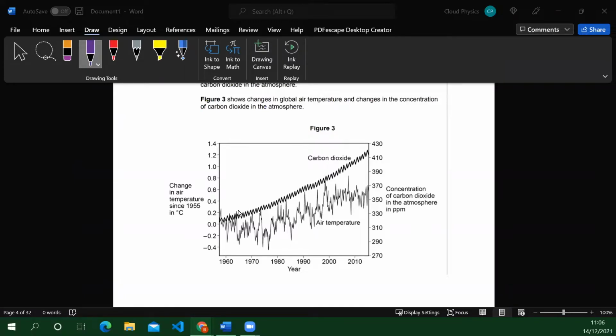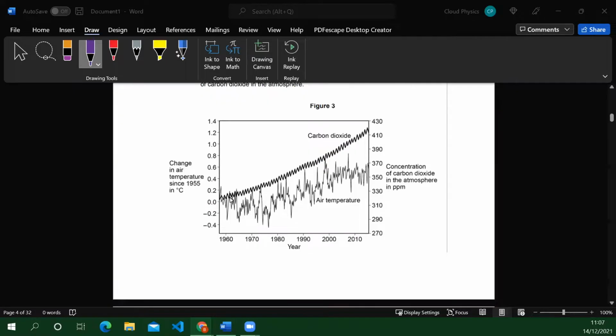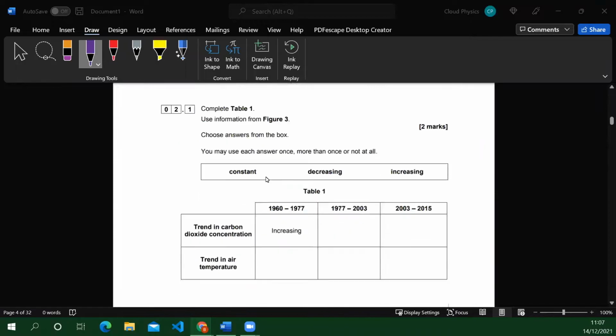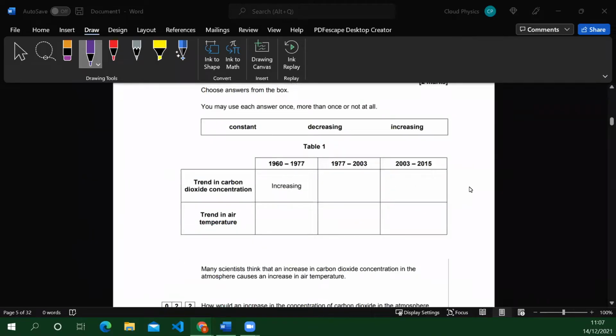So carbon dioxide has been increasing the whole time. It goes up and down seasonally, and I think there's a question about that later. It goes up and down because of summer and winter. I remember seeing this first of all and wondering why it was going up and down, because the general trend is increasing. It's just the seasons that cause that, and that'd be a question later. Okay, so it's been increasing all the time. So in both these boxes we'd put increasing.